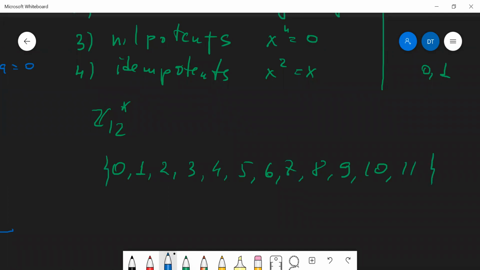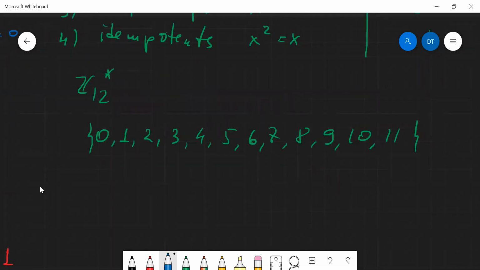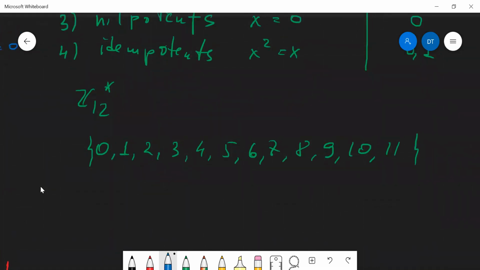So these are all the elements. Let me underline all the invertible elements. What are the invertible elements? All the elements co-prime with 12. So this is 1, this is 5, this is 7, and this is 11. So these are the invertible elements of Z12.